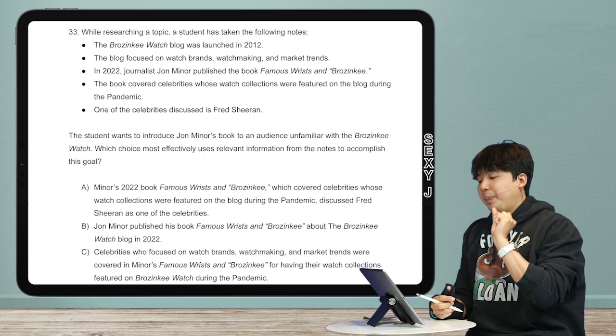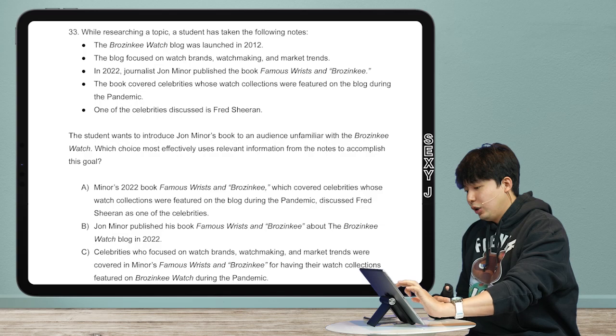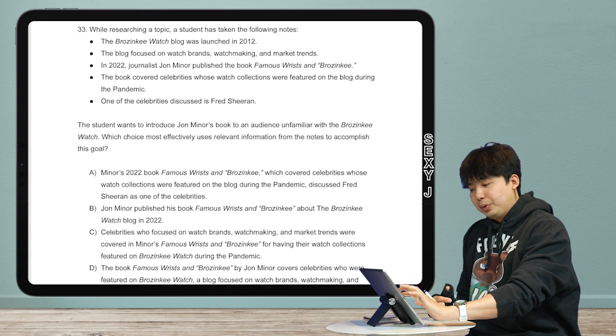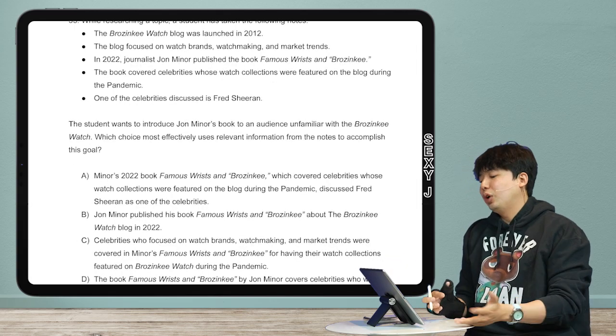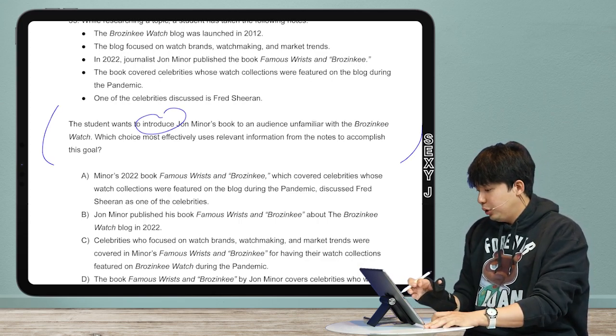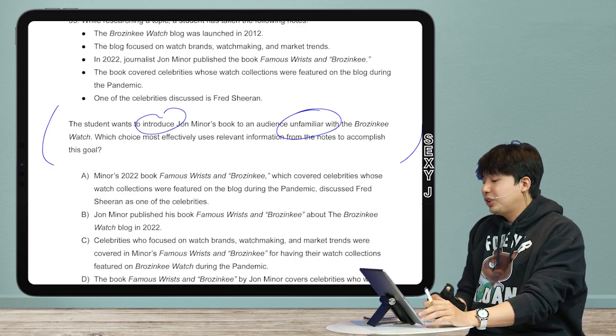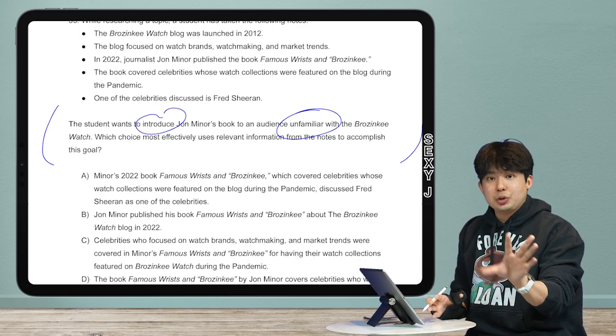So the beginning of it is the same as what we always do, which is we're going to read the text. No, we never read the text, right? We always read the question itself, and it's pretty easy to recognize. Introduce, unfamiliar. So this is an unfamiliar introduction question. Okay. Next, it's the same as the previous one up to this point.